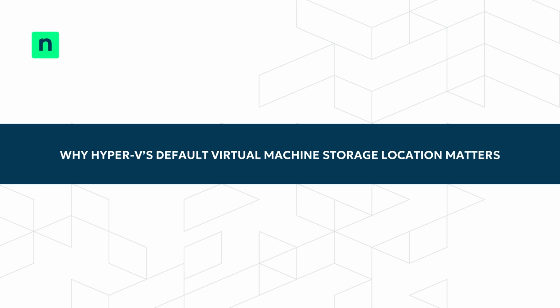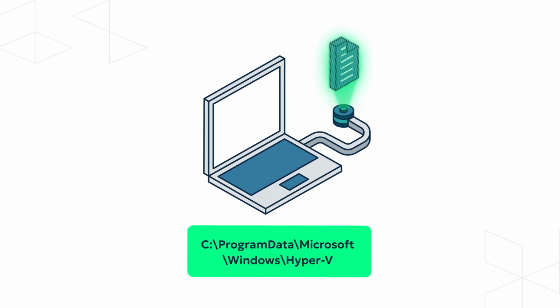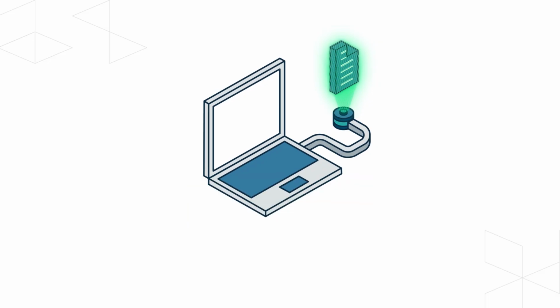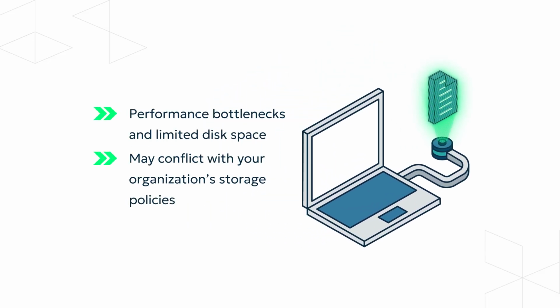Why Hyper-V's default virtual machine storage location matters. By default, Hyper-V stores VM files, including virtual hard disks, VHDX, configuration files, and snapshots in C:/ProgramData/Microsoft/Windows/Hyper-V on the host machine. Using the default storage path can lead to performance bottlenecks and limited disk space and may conflict with your organization's storage policies. But this isn't always ideal.